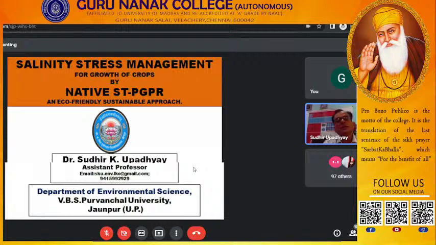And the approach must be eco-friendly because we want to attain the goal of sustainability. The earlier slide shows eco-friendly, economic, physical. So in that way, eco-friendly management strategies become very important, very remarkable, very sustainable.